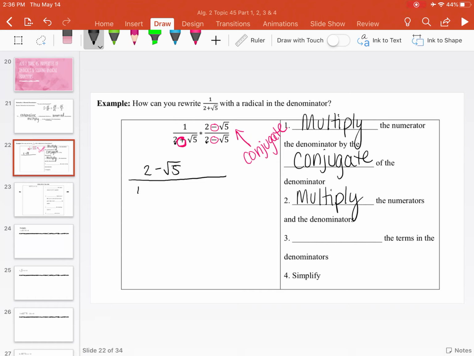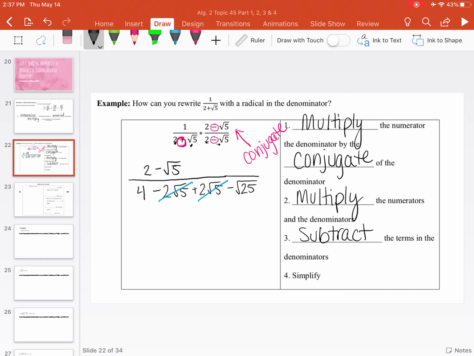2 times 2 gives us 4. 2 times negative root 5 is minus 2 square root of 5. Positive root 5 times 2 gives us positive 2 root 5. And positive root 5 times negative root 5 is minus root 5 times root 5, which is square root of 25. Now, in the denominator, what we can do is we can subtract the terms. So here we have minus 2 square root of 5 plus 2 square root of 5. Those cancel, they add to 0.